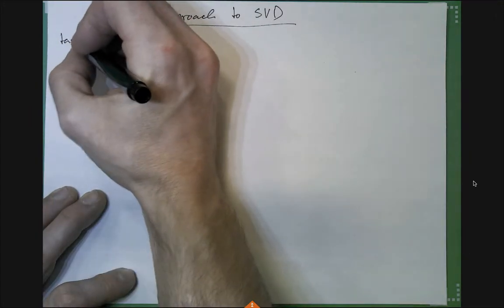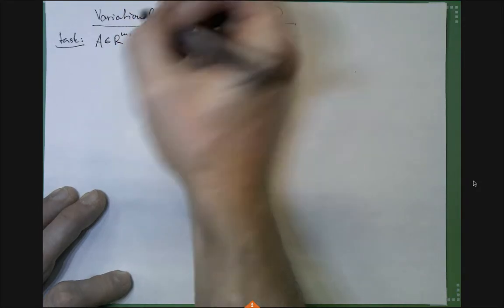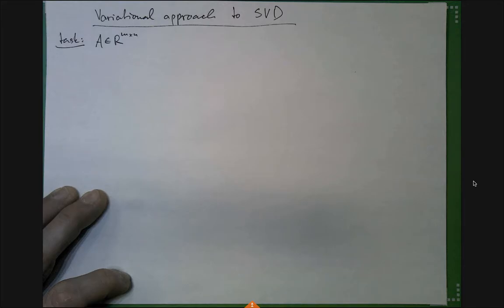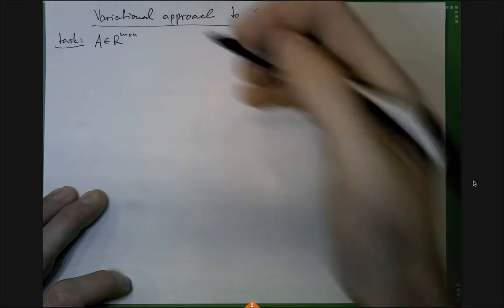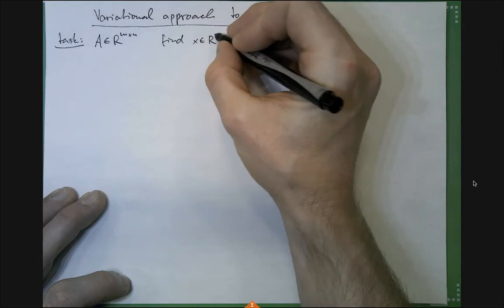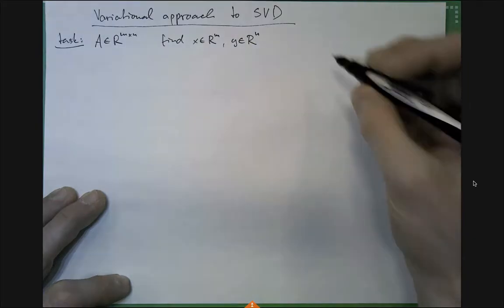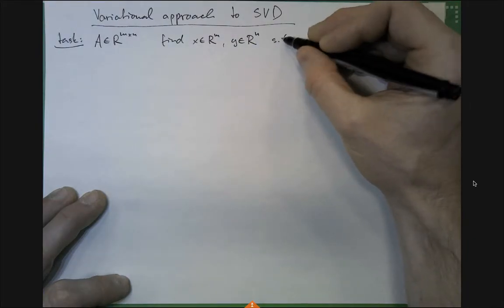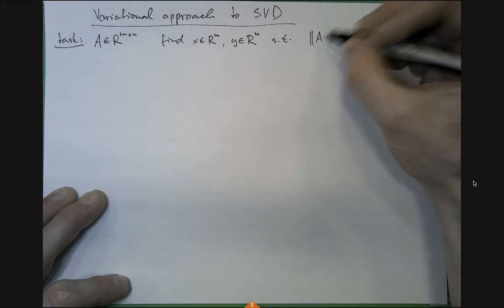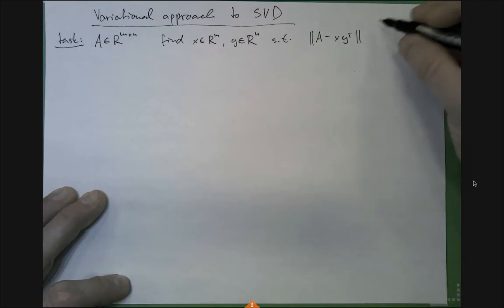So let's assume I give you the following task, okay? I give you a matrix A, which is some important matrix that matters to me, maybe some data I measured or purchased somewhere, or maybe it's an image or just something with some relevance to you. And the task is to find vectors x, which would be an m-dimensional vector, and y, which would be an n-dimensional vector, such that the Frobenius norm of the difference between A and xy transposed is minimized.